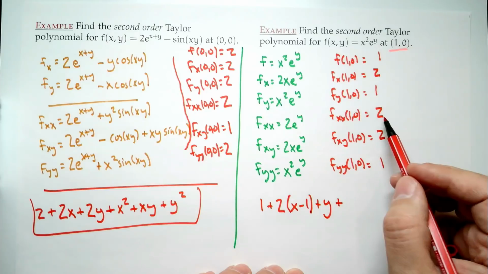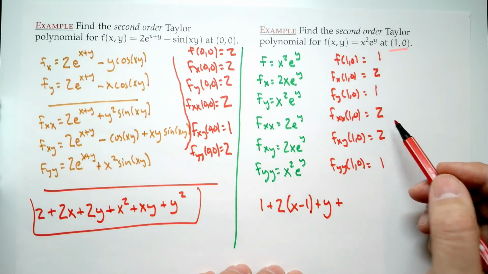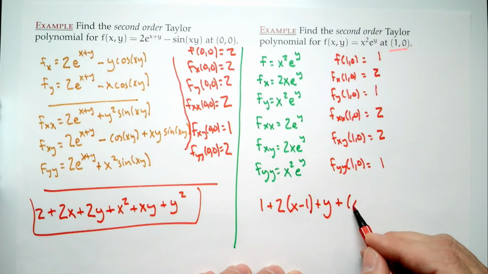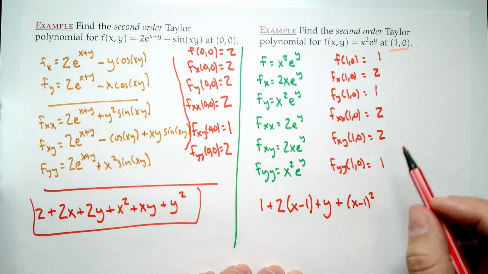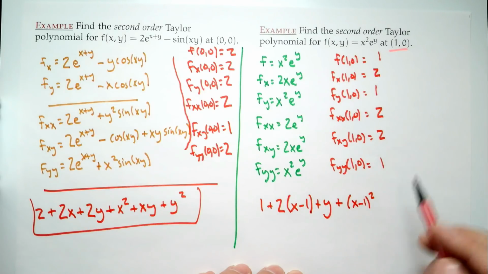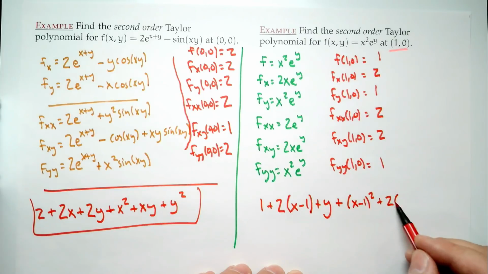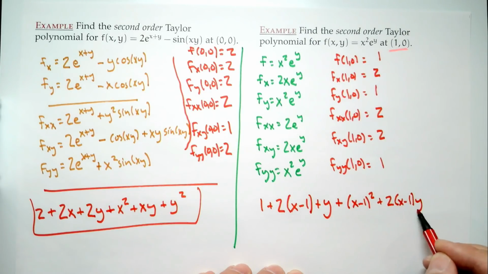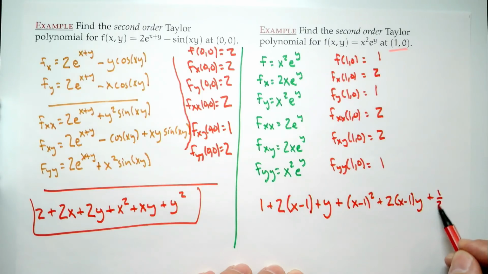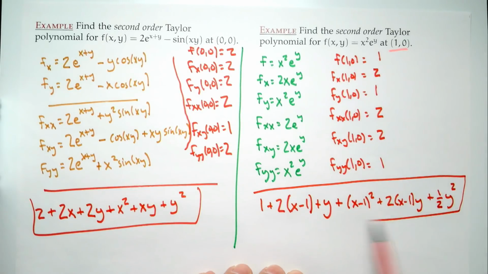1/2 f sub xx, so it'll be 1/2 times 2, which is 1 again. And then I times it by x minus a squared, plus the f sub xy at 1, 0, times x minus a, y minus b, and then plus 1/2 times f sub yy at 1, 0, so that's 1/2 times 1, so that'll leave you with a half, times y minus b squared. And there we go. All right, so there's the general idea.